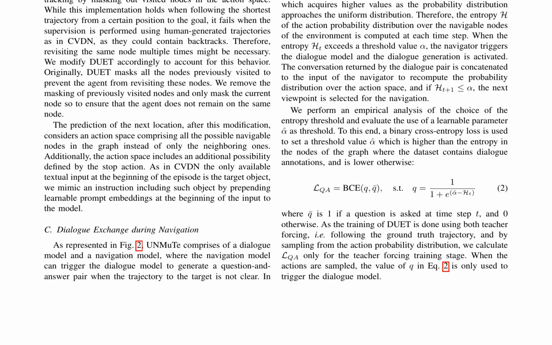The use of a learnable parameter as a threshold for triggering the dialogue model is also evaluated, and the results show that it outperforms a fixed threshold. The key contributions of this research are the proposal of a purely generative speaker model that produces elaborated conversations with detailed answers, and the integration of a dialogue model with a navigation model to improve the performance of navigation agents. The results demonstrate the effectiveness of the proposed model in visually grounded dialogue navigation tasks.